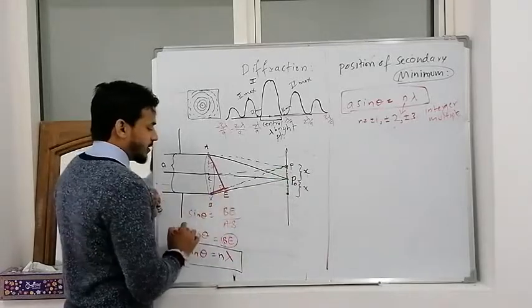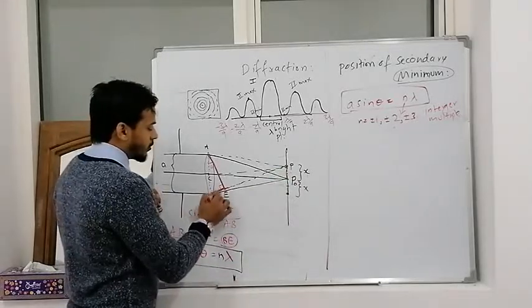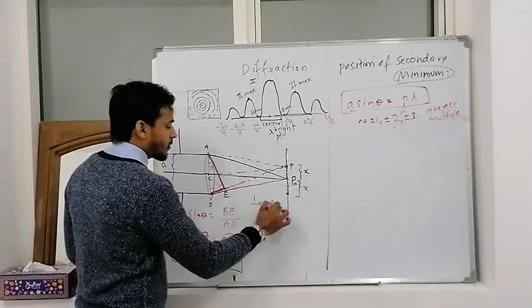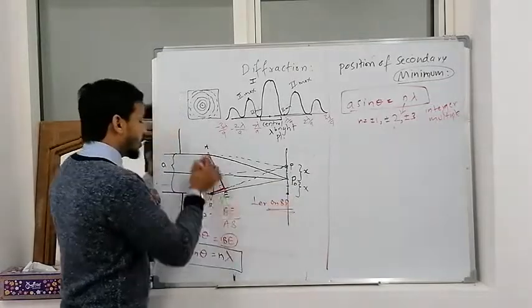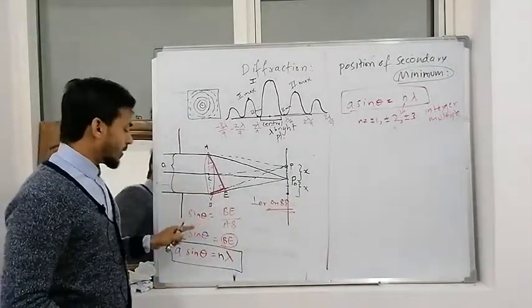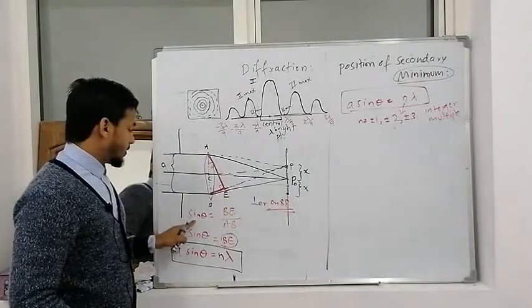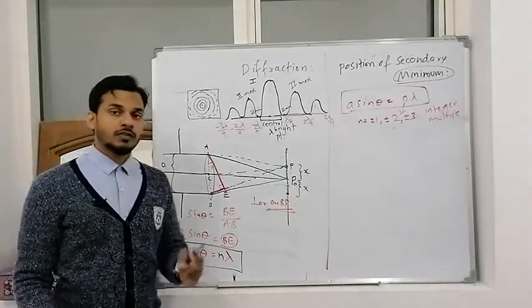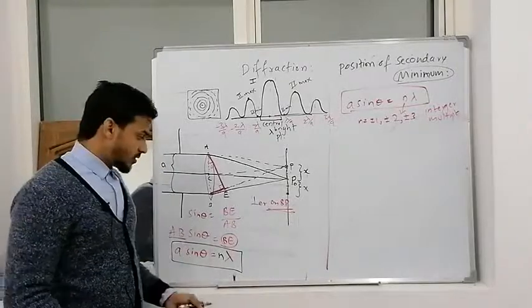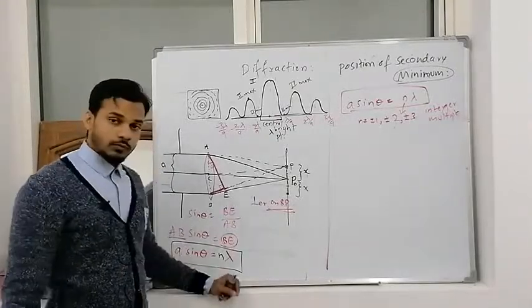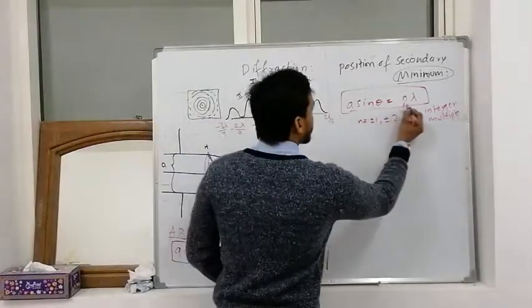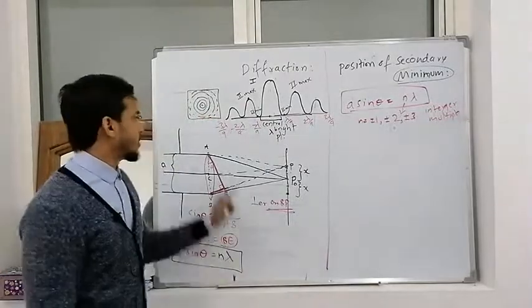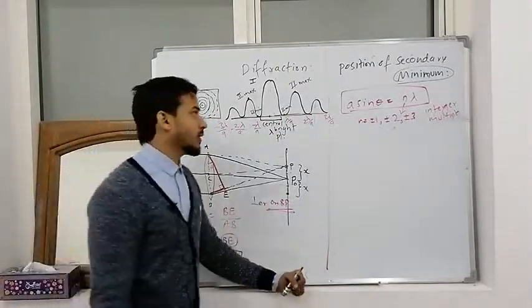The path difference is BE. If we take the perpendicular on BP, you will have another point E, and if you apply sine theta, it will be like this. And I told you the definition of path difference. What is path difference? Directly say A sine theta. So whenever there is n multiple of lambda, you will get the position of secondary minimum. If there is a question, start from here for secondary minimum, no problem.